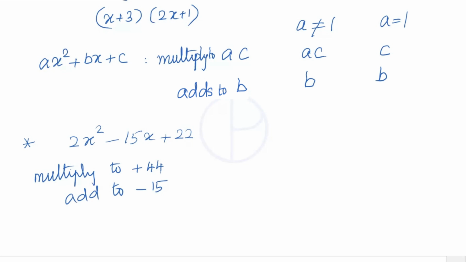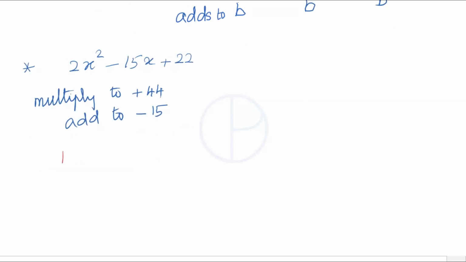Let's list the pairs that multiply to 44. 1 multiplied by 44, 2 multiplied by 22, 4 multiplied by 11. Okay. When you add, you need to get negative 15. Okay. Let's consider this combination 4 and 11. When you multiply the two numbers, you get positive, and when you add the same two numbers, you get negative, means both the numbers are negative.